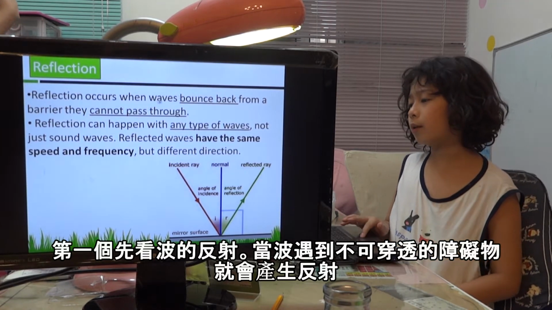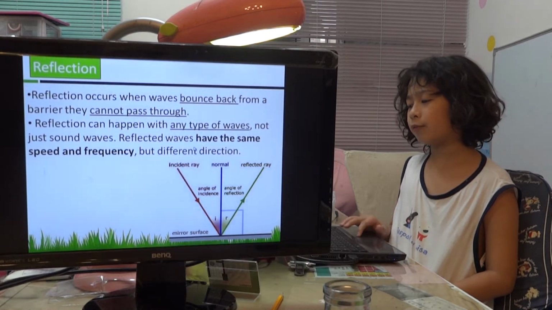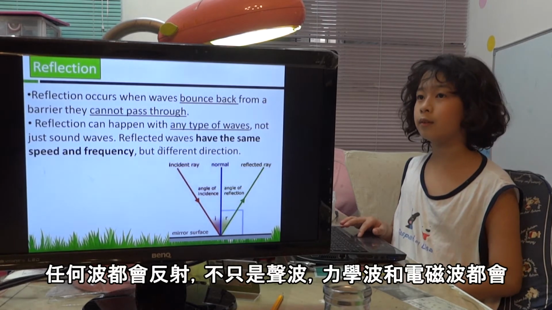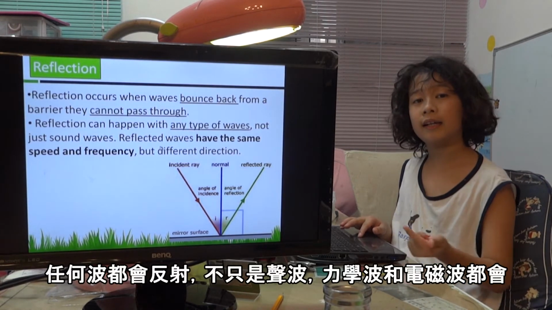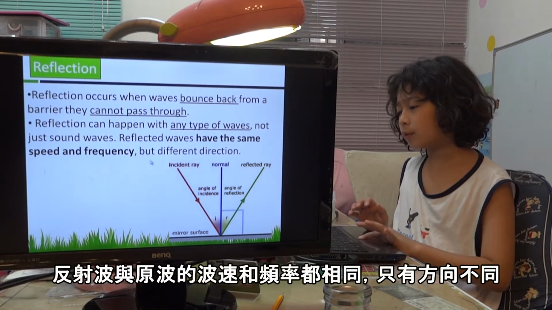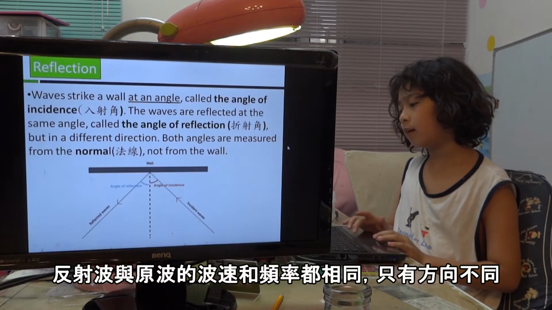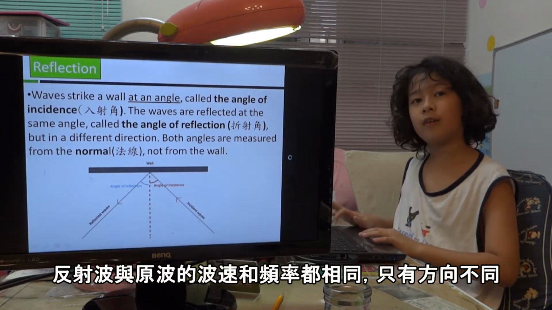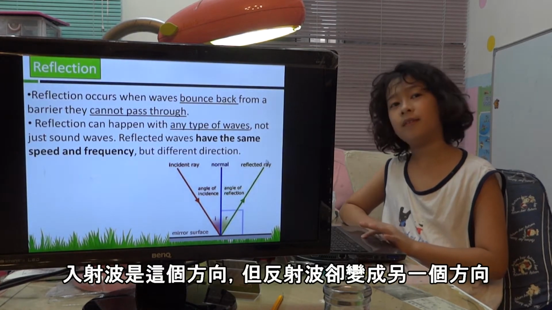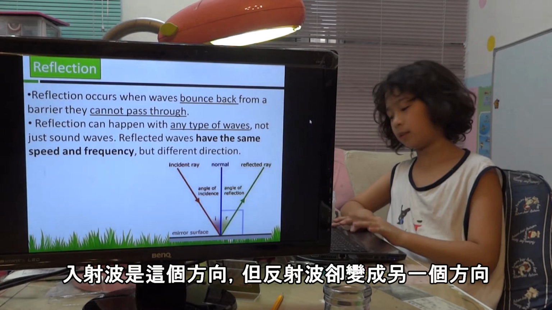Reflection occurs when the wave bounces back from a barrier that it cannot pass through. It can happen in any kind of wave, mechanical wave or electromagnetic wave. Okay, so the incident ray has the same frequency and speed as the reflected wave. Just a different direction. One comes from this direction, one goes in this direction.